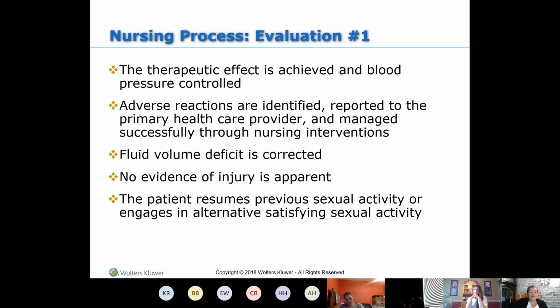And so at the end of the day, when you're evaluating, we did the ADPI. So when we're evaluating, we want to know, was the therapeutic effect achieved? Is their blood pressure controlled? Have we identified any adverse reactions? Is there a fluid volume deficit? Is their weight fluctuating all over the place, or are we maintaining pretty steady there? Is there any evidence of injury? Have they fallen since they've started? And has the patient resumed sexual activity in a satisfying and normal way?